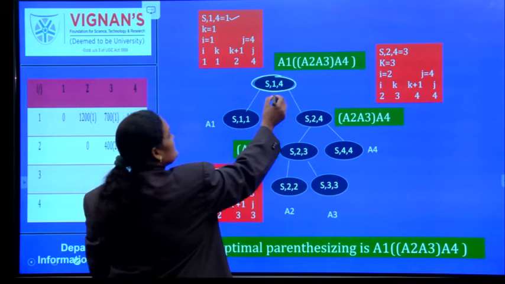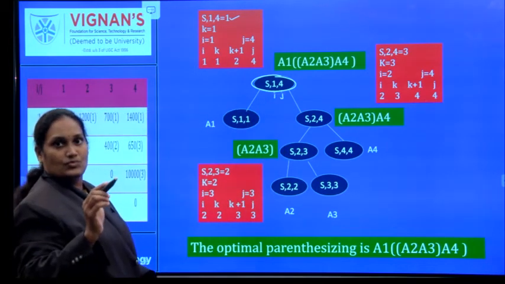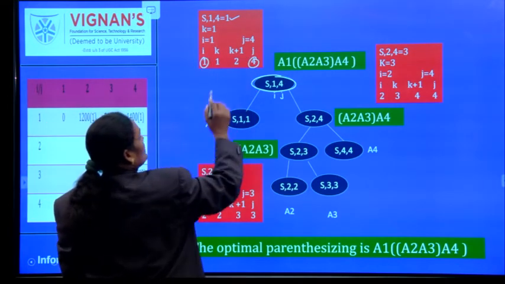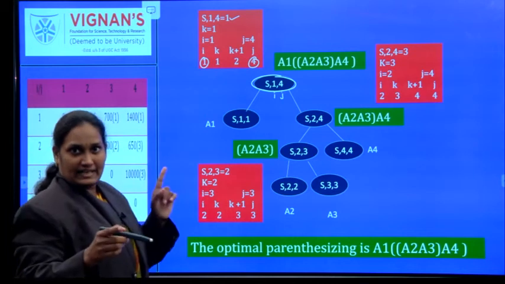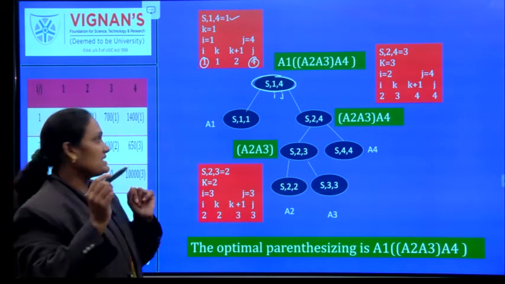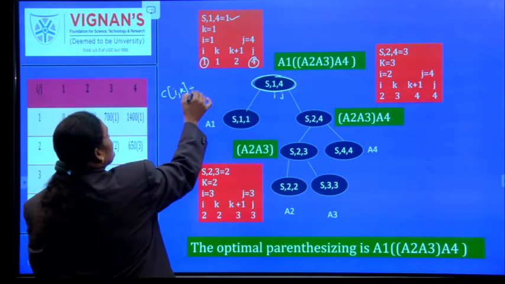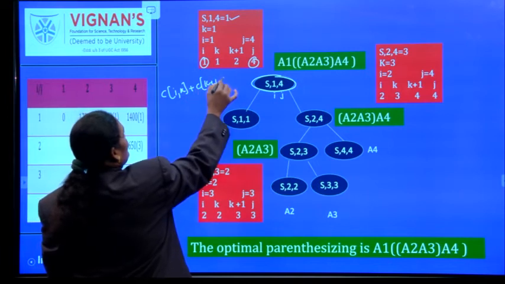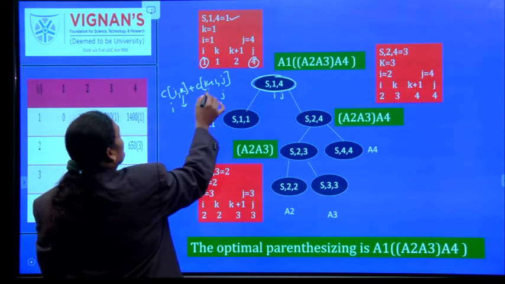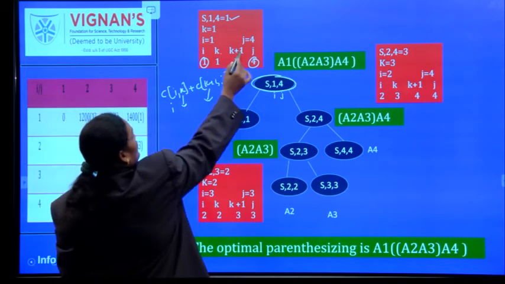That is Sij. Here the i value is 1, the j value is 4. Now, I am taking i value as 1, j value as 4. In between i and j, while we are finding the cost, what did we place? k and k plus 1. How do we find the cost? Cik plus Ck plus 1 j. That is, in between i and j, we used k and k plus 1. That's why here I kept k plus 1.